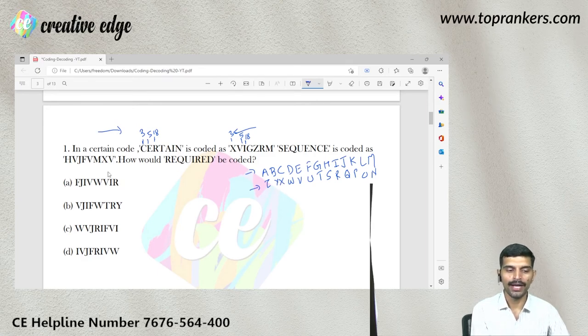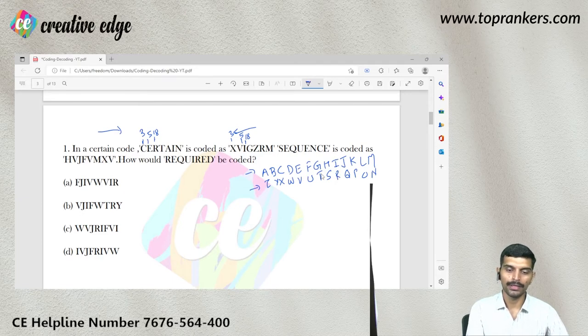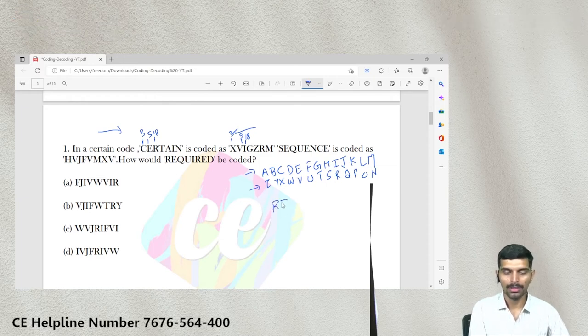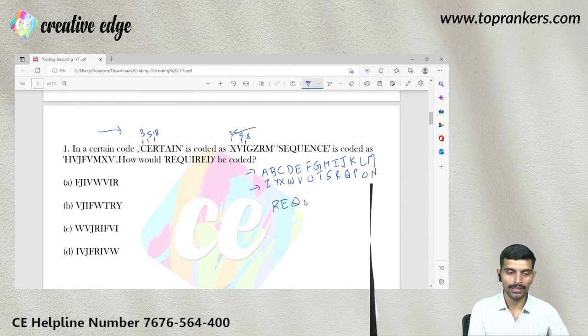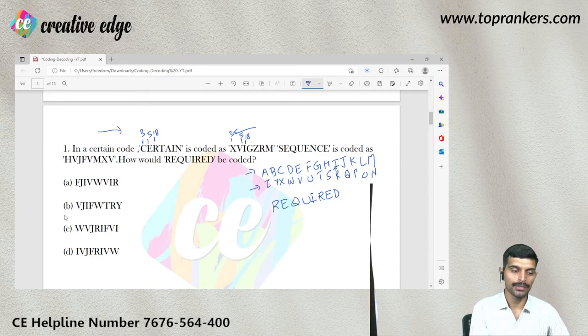Okay, so now let's try to identify: C becomes X, E becomes V, R becomes I, T becomes G, A becomes Z, I becomes R, and N becomes M. So let's crack the code and identify the exact alphabets required. R has to be replaced by I, and the only option that starts with I is option D. That's it. If you are able to decode this, you can easily mark option D.